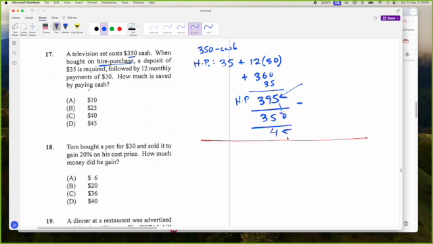Yes, it's 45. And look how they was ready for me. So that goes to show these other answers are not just random answers. They will anticipate the mistakes you will make. Yeah, so the answer is D.